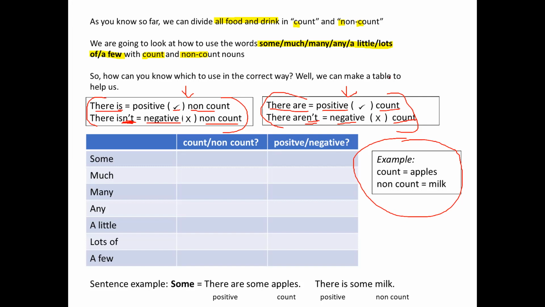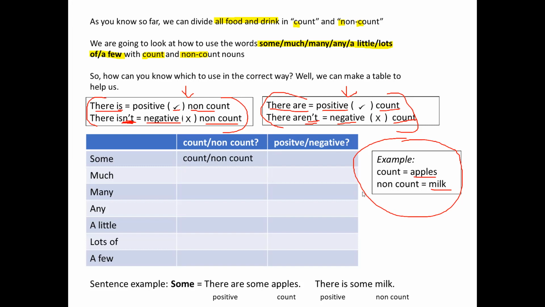Okay, welcome back. Let's have a look at how to fill in this blue chart. So the first one is some. Is it possible to say some apples? Yeah, it is possible. Is it possible to say some milk? Again, yes. So you're going to put both into the box.